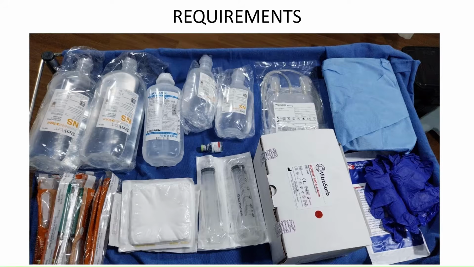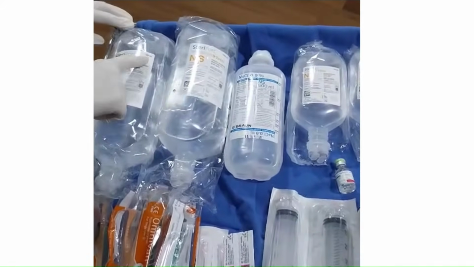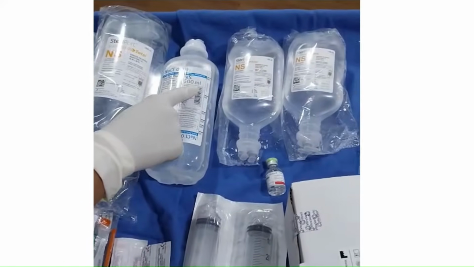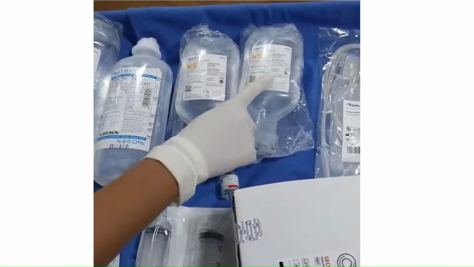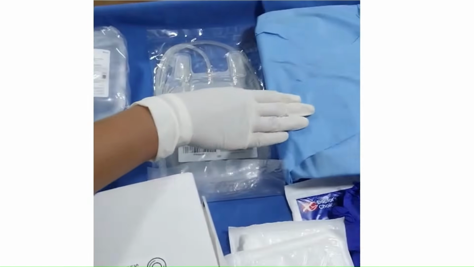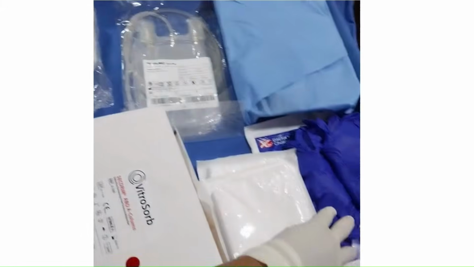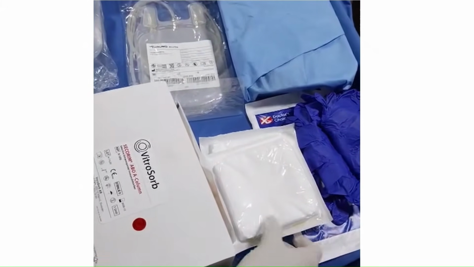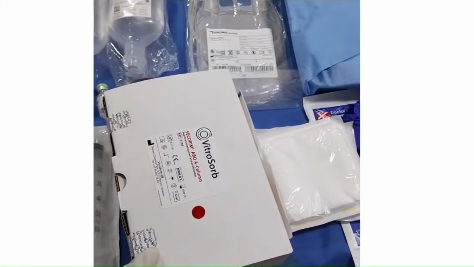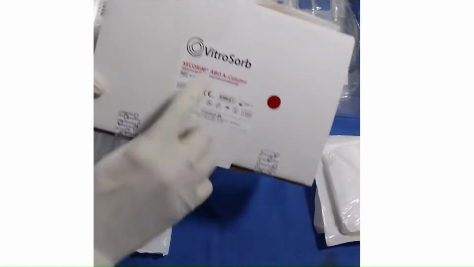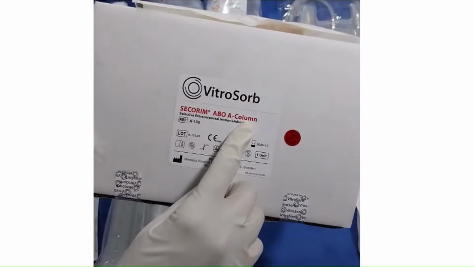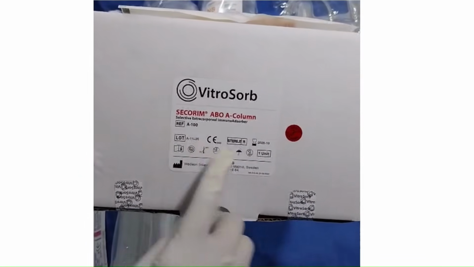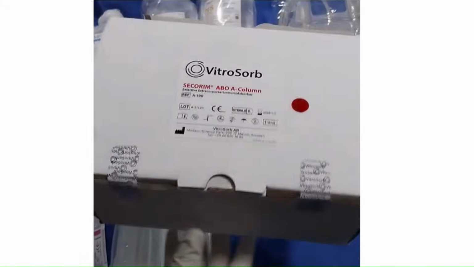Coming to the requirements needed to perform a secondary plasma device procedure using a Vitrosorb column: first is 1000 ml NS, 500 ml NS, 250 ml NS for loading calcium, one transfer bag, a sterile dressing set, sterile and unsterile glove pairs, and gauze packets. The Vitrosorb column which we are going to use today is the ABO-A column because the patient is O group and the donor is A group. Check the lot number and expiry date, and check whether the column is tightly sealed from the external environment.